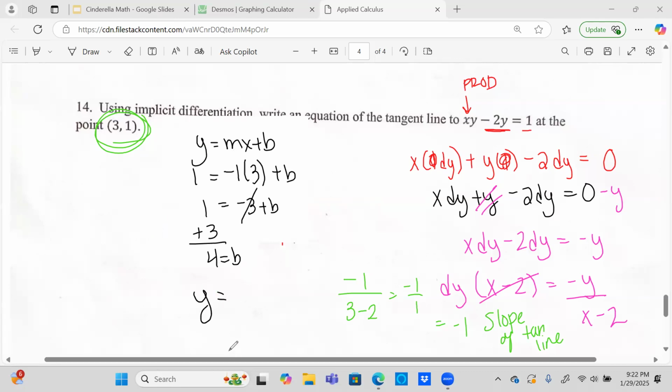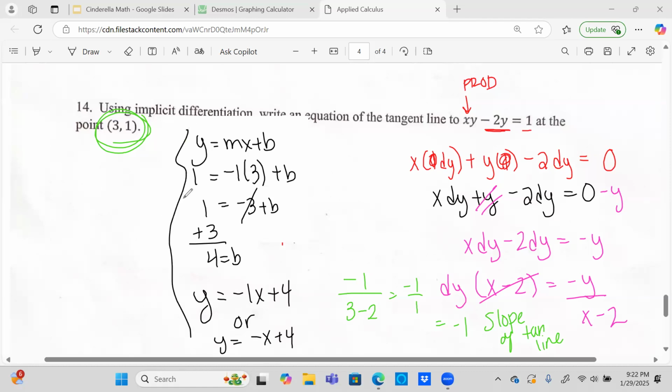So y equals negative 1x plus 4, or you don't have to have the negative 1. You could just have negative x plus 4. Now that's using slope-intercept form.